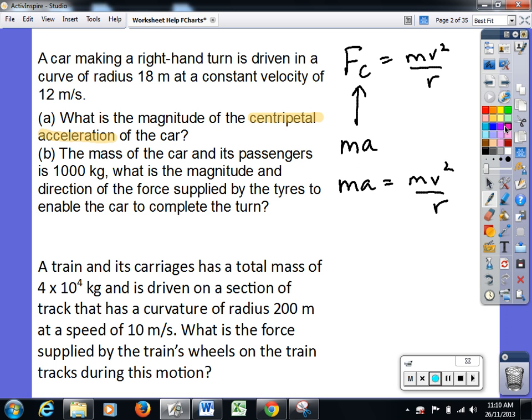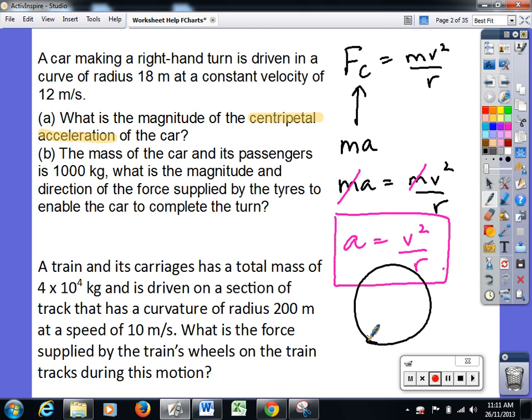So the acceleration simply, if you cancel the m's on both sides, is v squared on r. And this is quite handy if you're just trying to work out the acceleration. You don't need to find the force and then divide by the mass. So using this formula for centripetal acceleration, all we need is the tangential velocity, and that's the velocity that you are travelling in the circle, so at the tangent, and you need the radius. So you don't need the mass of the object which is turning in the circle.